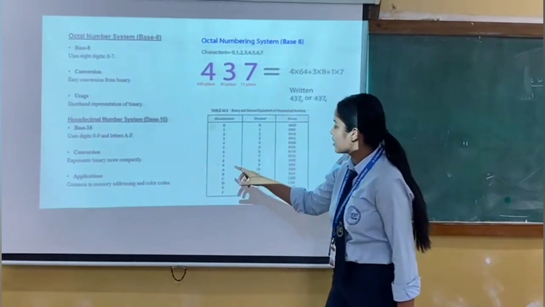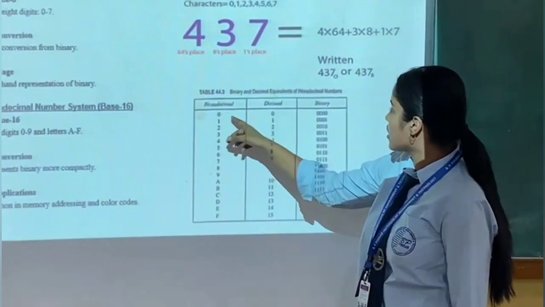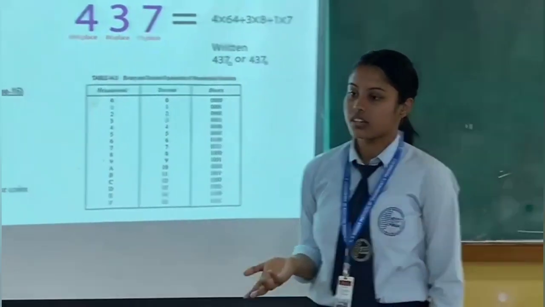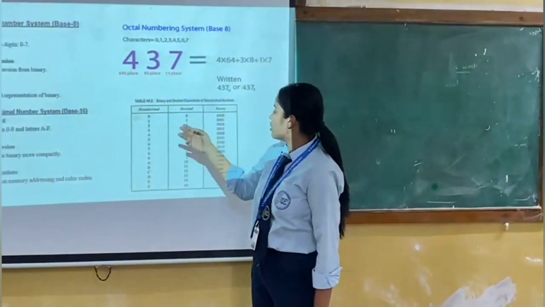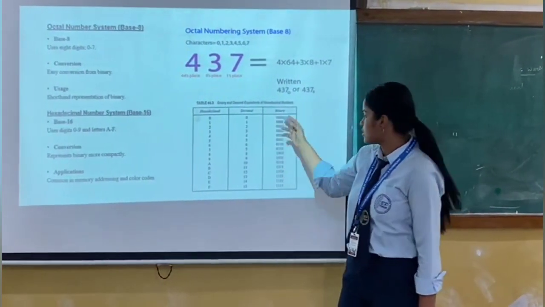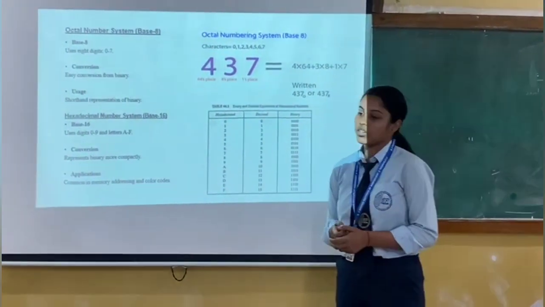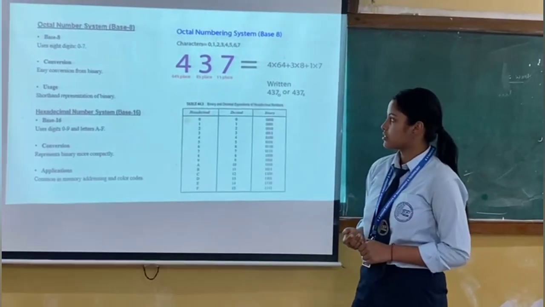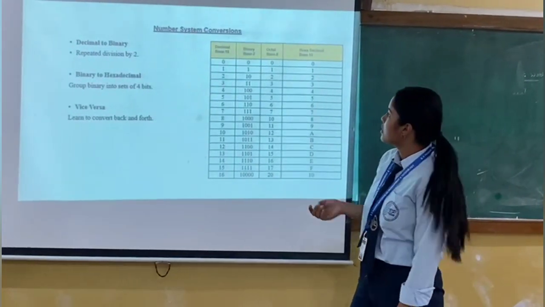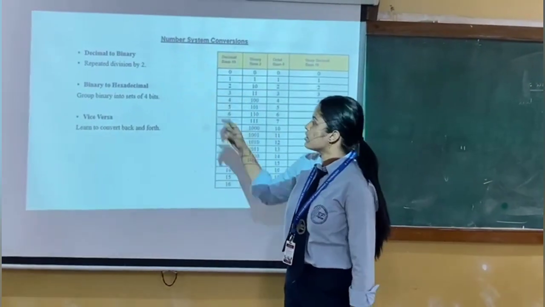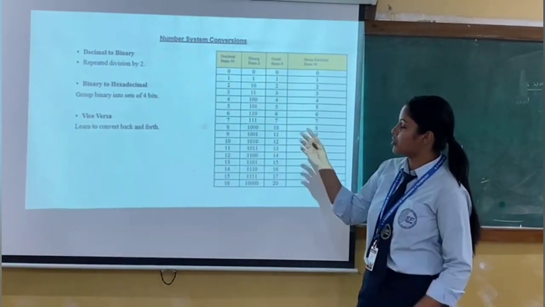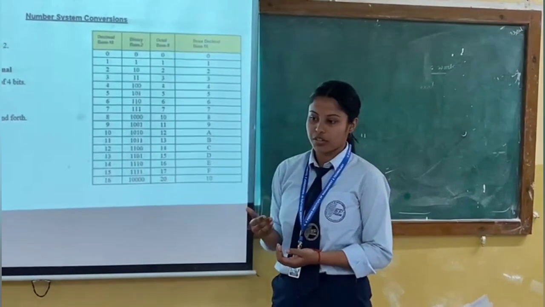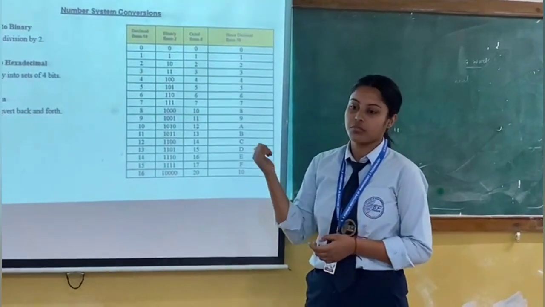From the example, we can see the tables of hexadecimal, decimal, and binary representation, and how we can convert numbers from octal to binary and octal to decimal. These are the examples. Applications include memory addressing and color codes. Number system conversions, decimal to binary: when we get a number, to convert it to binary we divide by 2, then we get the remainders.